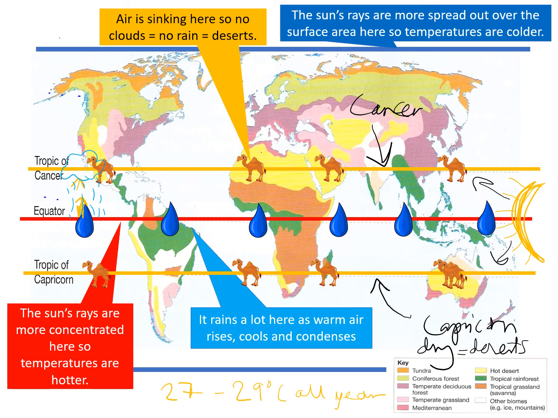So it might just be worth making some notes about why the tropical rainforests are hot and wet. It's because of the location to the sun and because it's an area of low pressure where the air rises, cools, condenses and rains. And you might want to talk about the deserts if you wish, and that's all you need to know for this lesson.